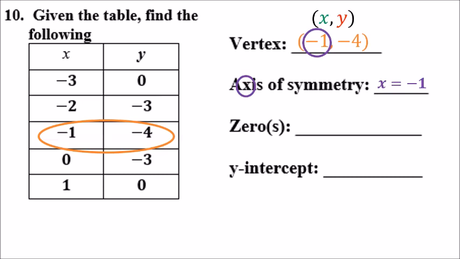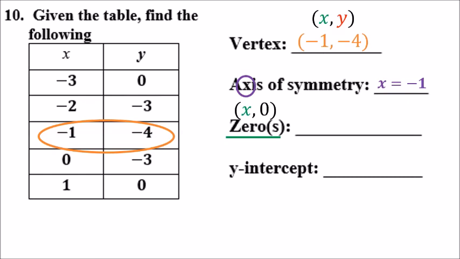The next question is asking me for my zeros. What does zeros mean? Zeros are just the x-intercept. So we're looking for where the graph crosses the x-axis. When we're looking at a table, what that means is I want to know what the x value is when y is 0. Remember, there should be 2 of these points unless my vertex is a 0. If my vertex is a 0, there will just be 1.